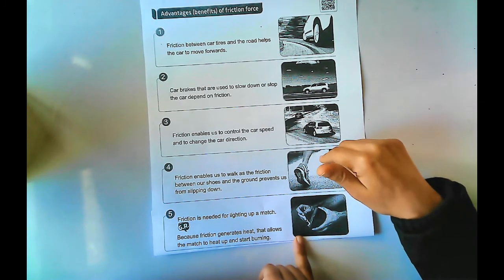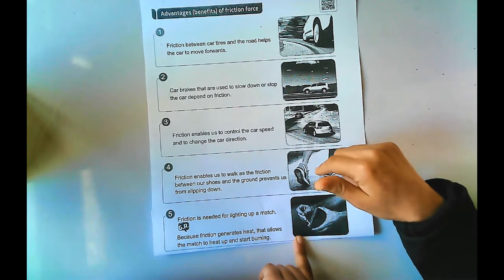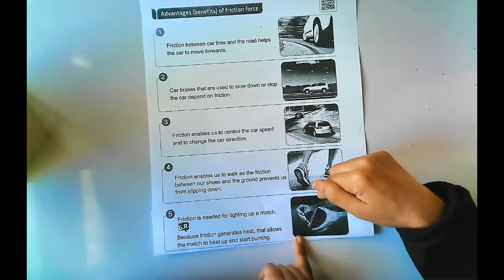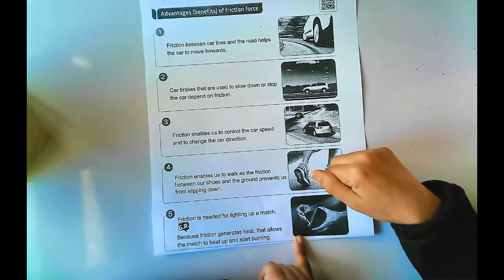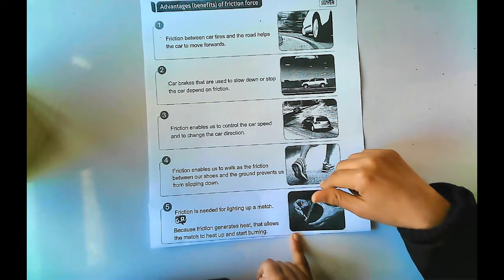In some other countries, the road is smooth, like ice. If there is ice on the ground, it is not easy for us to walk. So the rough surface helps us to control the movement and prevents us from slipping down. Give reason: friction is needed for lighting a match.